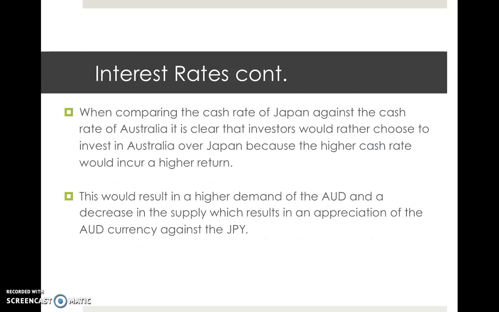When comparing the cash rate of Japan against the cash rate of Australia, it is clear that investors would rather choose to invest in Australia over Japan because their higher cash rate would incur a higher return. This would result in a higher demand of the Australian dollar and a decrease in the supply, which results in an appreciation of the Australian currency.